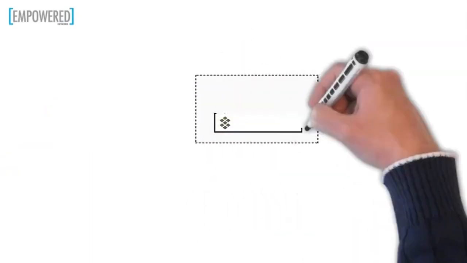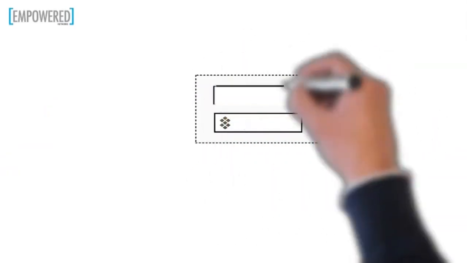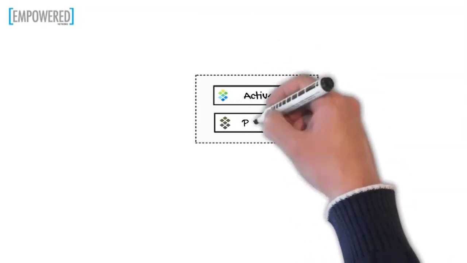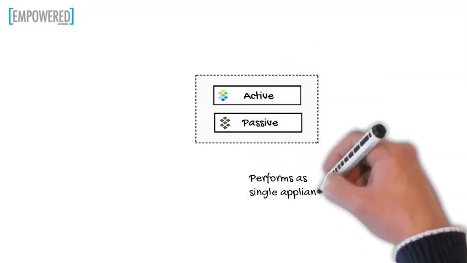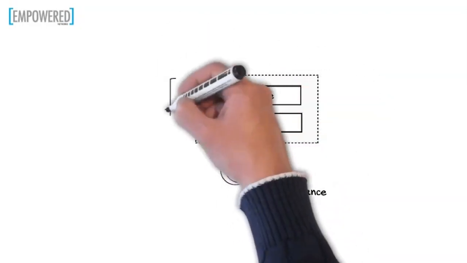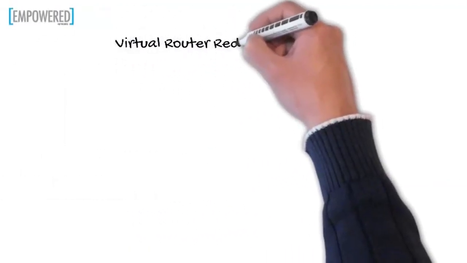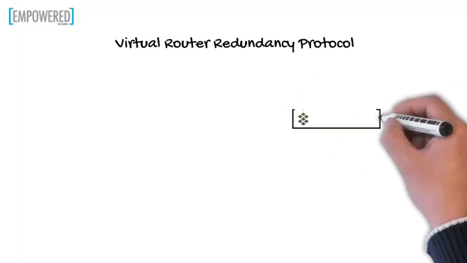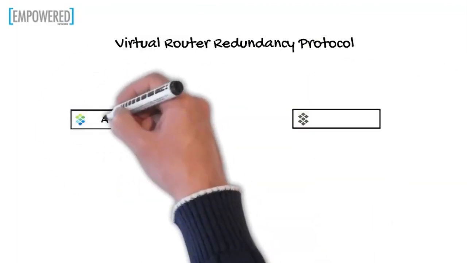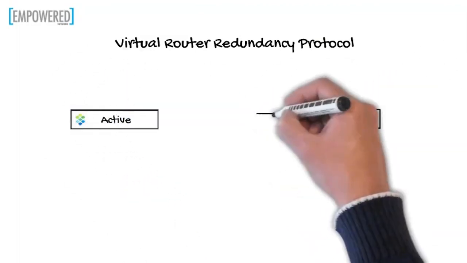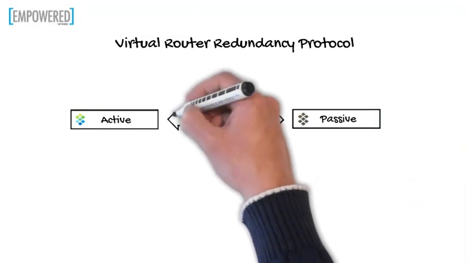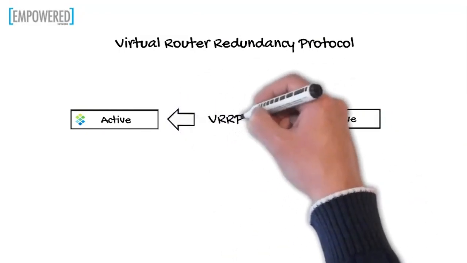What is an HA pair? An HA pair are two appliances connected together, acting in concert as a single appliance, referenced by a single IP address. For communications between the two nodes of the HA pair, Infoblox uses the industry standard Virtual Router Redundancy Protocol, or VRRP.